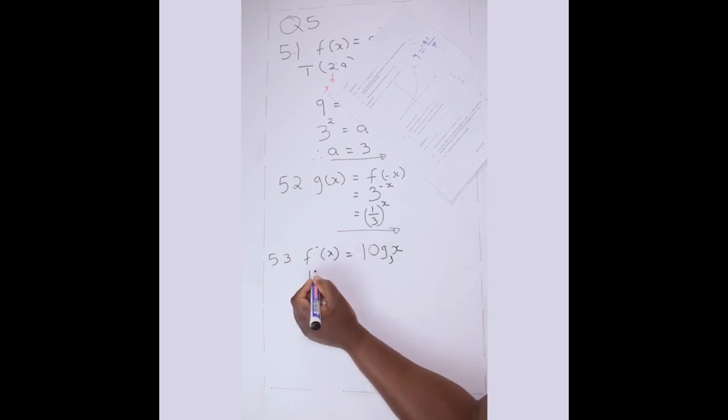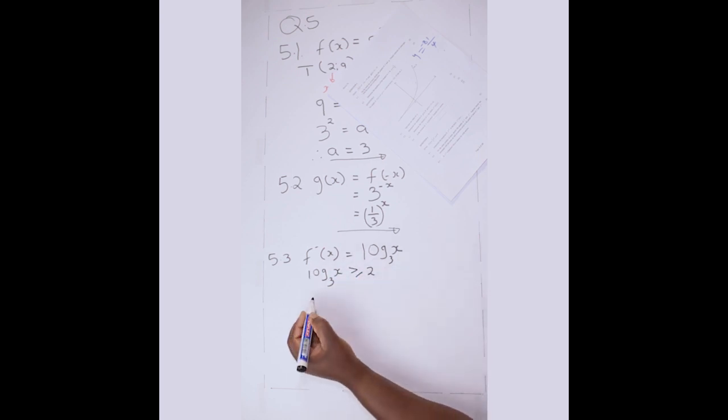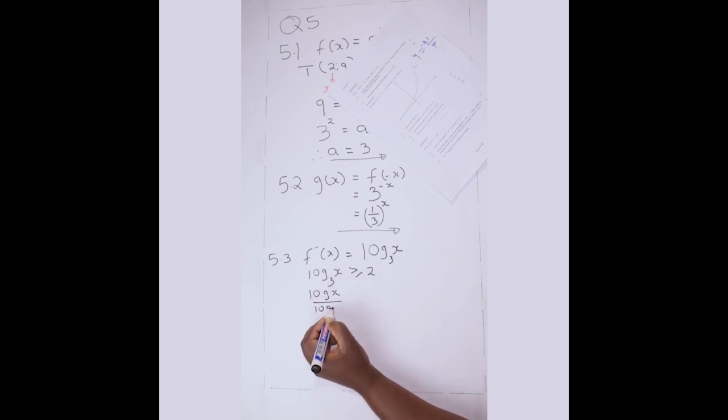So wherever this equation, which is log base 3 of x, is greater than or equal to 2, we must determine the value of x. Remember, folks, this can be written as log of x divided by log of 3. And this is now greater than or equal to 2.